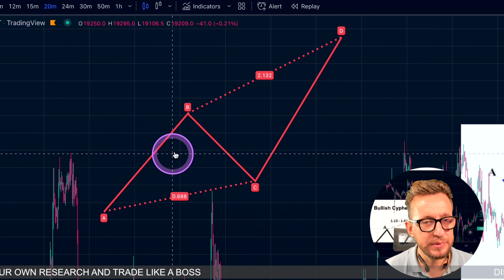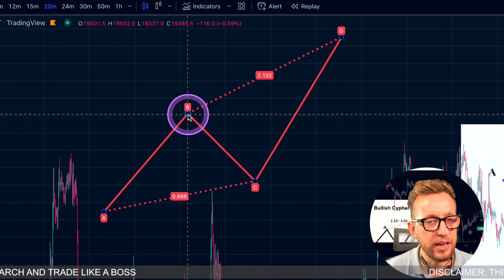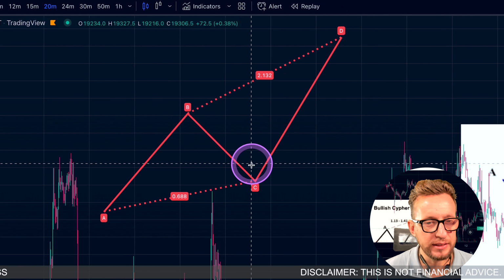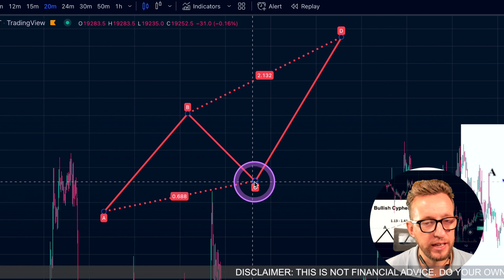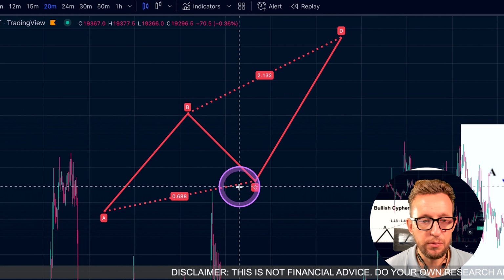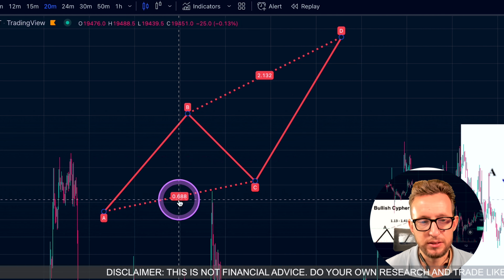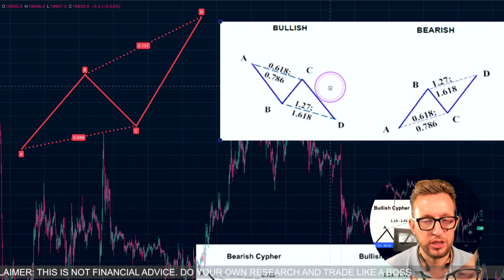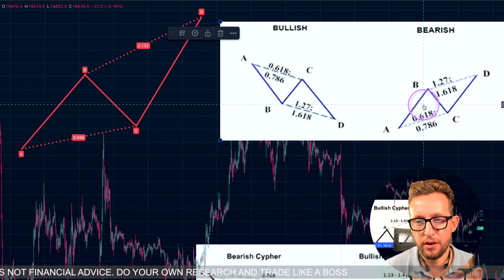So when price comes up and creates a new higher high up here, we're creating our B. So price comes up and creates a B. We then take a retracement to create a C. Now that C will be at a 0.618 to 0.786, as you can see in the picture just here. So that would be this line here.